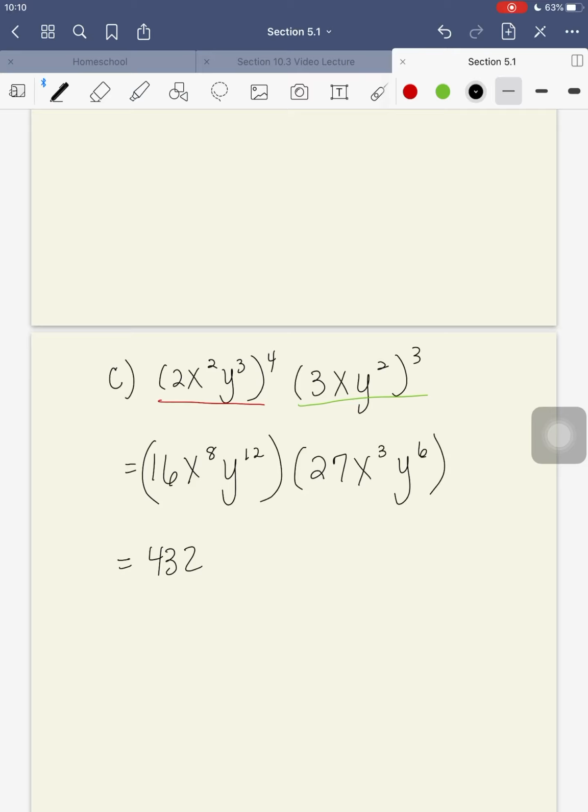And then, so what I did was I'm going to multiply these numbers. And then with the variables, you add the exponents. All right, so combine the x's together. 8 plus 3, that'll be x to the 11th. And 12 plus 6, that'll be y to the 18th.